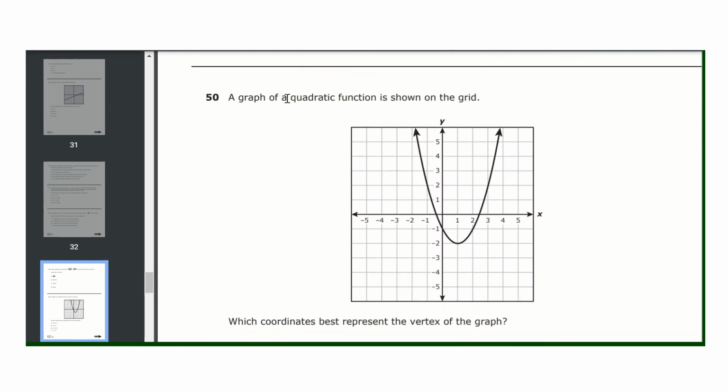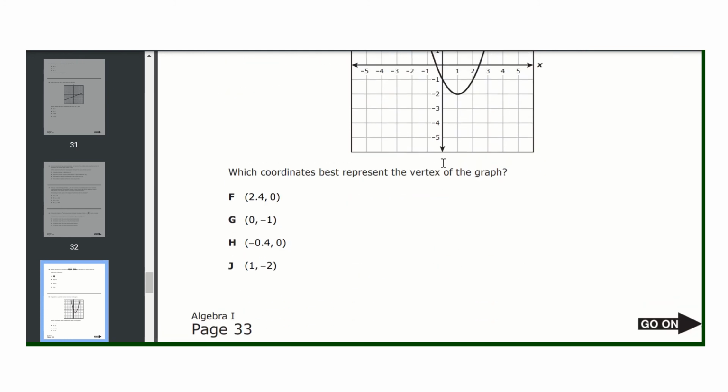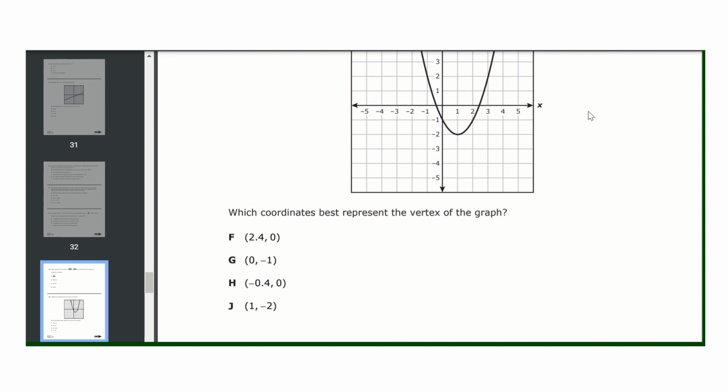50. A graph of a quadratic function is shown on the grid. Which coordinates best represent the vertex of the graph? F, 2.4, 0. G, 0, -1. H, -0.4, 0. Or J, 1, -2.